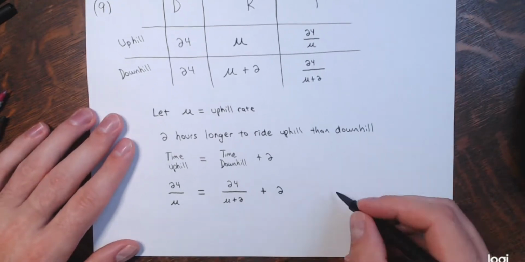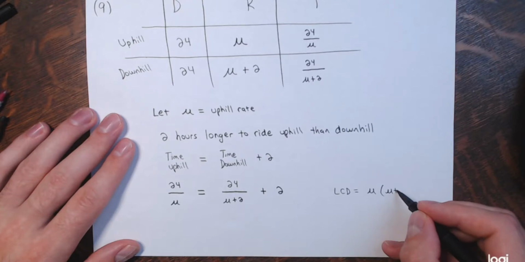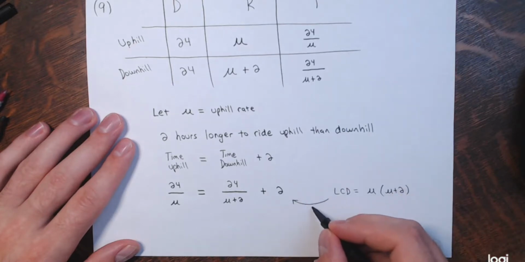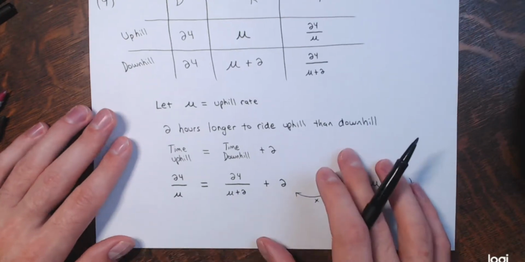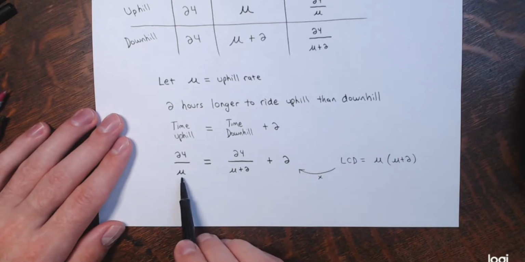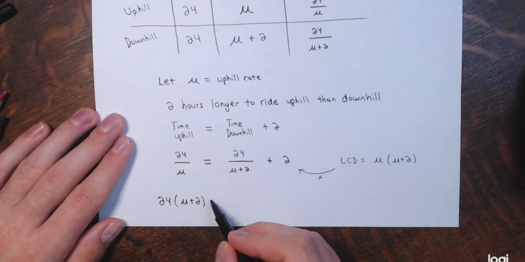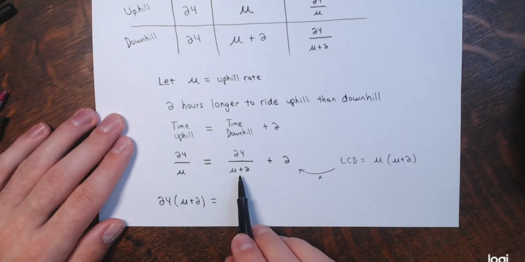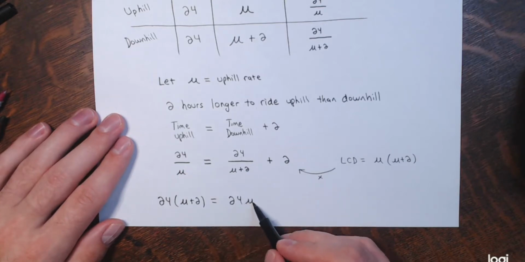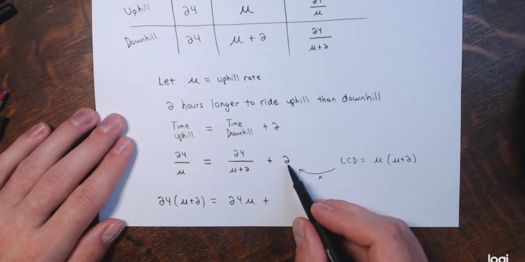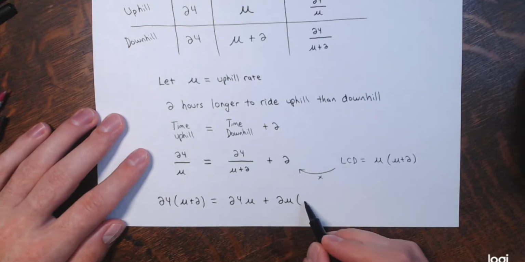Right. Now, once again, the LCD should be simple. Just u times u plus 2. And I'm multiplying the fraction on the left and then both of these terms on the right by the LCD. On the left, the u's would cancel. I'd have 24 times the quantity u plus 2 equals the first term on the right, the u plus 2 would cancel. I'd have 24u plus, and then the second term has no denominator, so nothing's canceling. You just have 2 times the LCD, right? 2u times u plus 2.